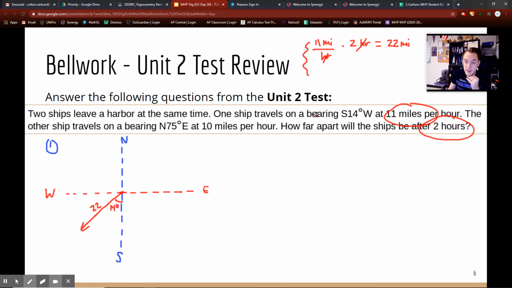And so now we read the other statement. The other ship travels on a north 75 degrees east. So north 75 degrees east. So it's roughly like, let me kind of get a better one right there.